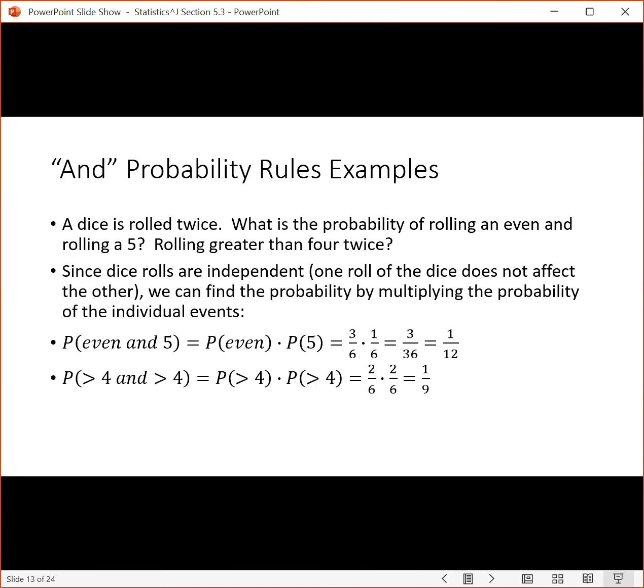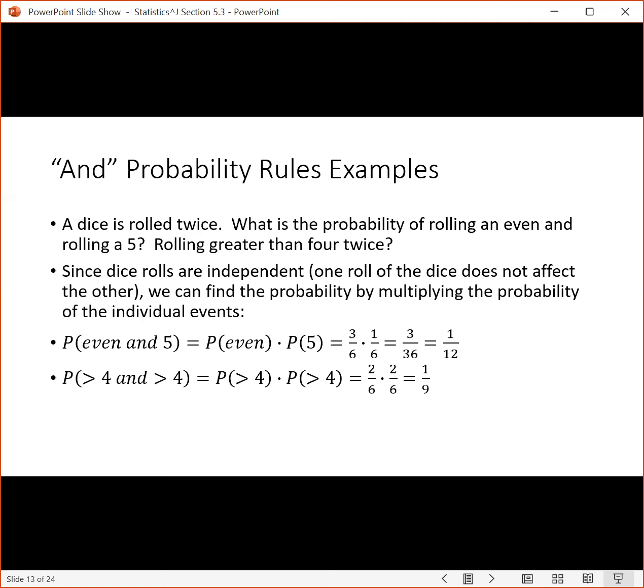All right, so let's look at some examples. A die is rolled twice. What is the probability of rolling an even and rolling a 5? And then what's the probability of rolling greater than 4 twice? All right, so dice rolls are independent. One roll of the die does not affect the other.